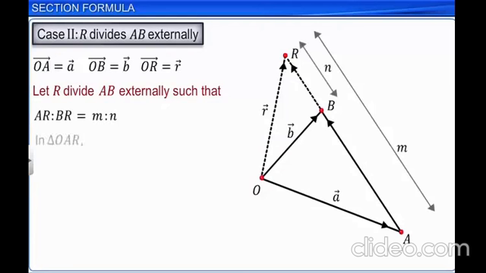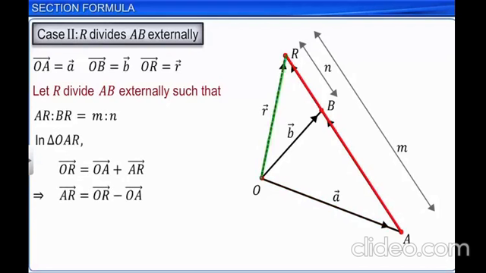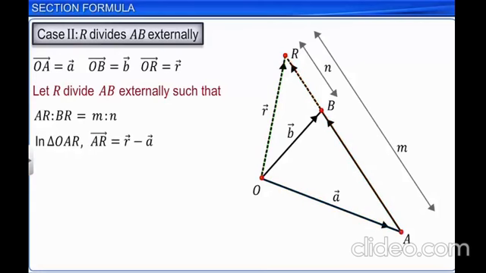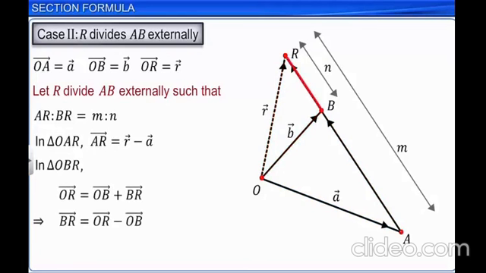From triangle OAR, we get vector AR is equal to vector OR minus vector OA, which is equal to vector R minus vector A. Similarly, from triangle OBR, we get vector BR is equal to vector OR minus vector OB, which is equal to vector R minus vector B.